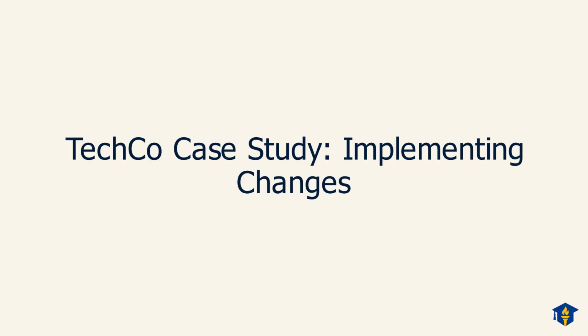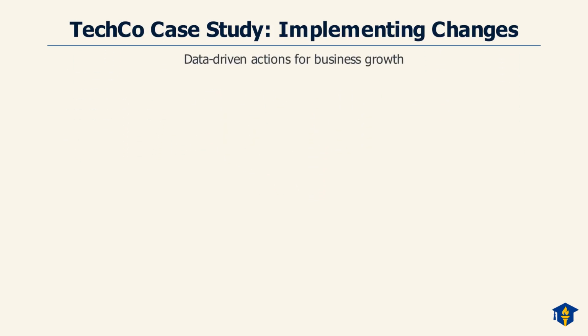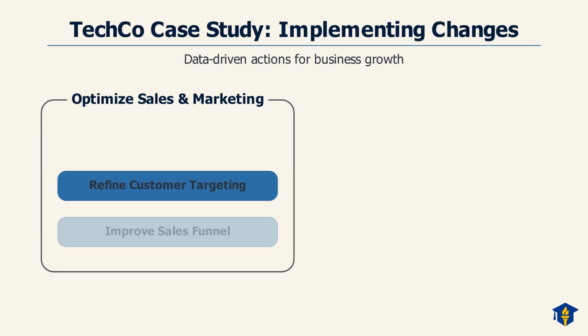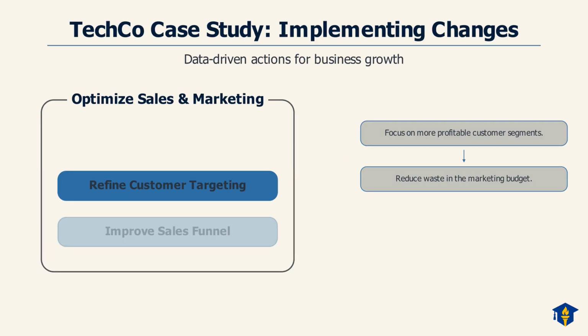We will now look at the TechCo case study on implementing changes. This case highlights using data-driven actions to achieve business growth. One key task for TechCo was to optimize its sales and marketing efforts. A major step was refining customer targeting to reach the right audience. This involved focusing resources on customer segments that are more profitable. The goal was also to minimize unnecessary spending in the marketing budget.